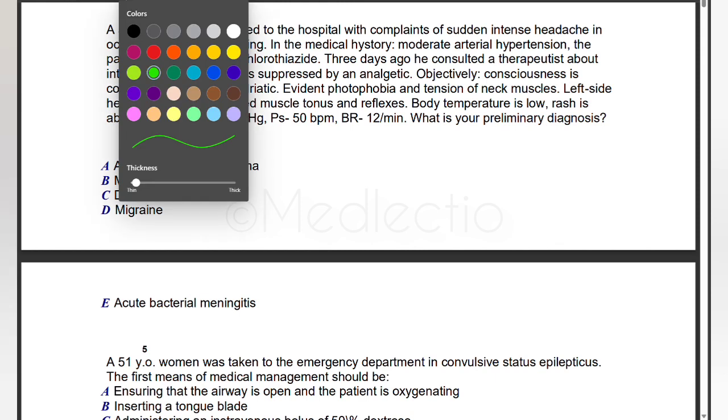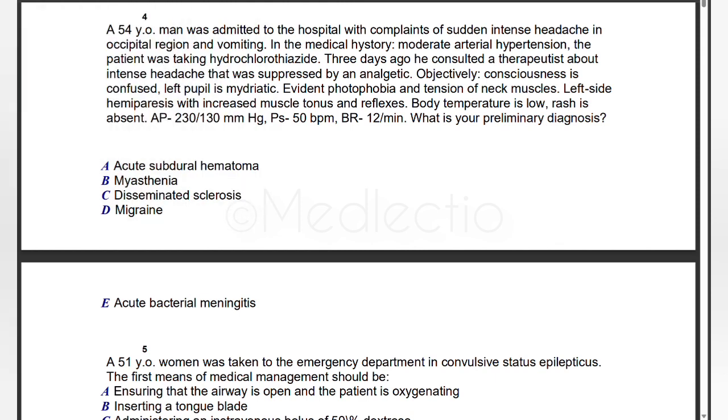So again, what we are getting from this? It's a 54-year-old man, complains of sudden intense headache in the occipital region. Medical history: moderate arterial hypertension. The patient was taking thiazide. 3 days ago, he consulted a therapist about intense headache that was suppressed by an analgesic.